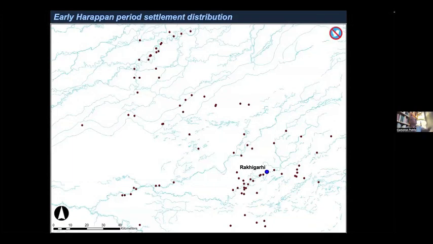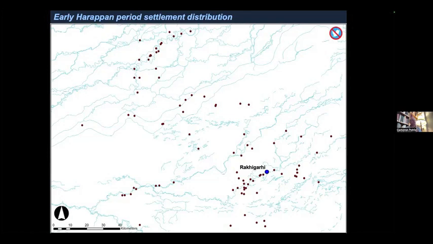Now, this is the earliest period of occupation in this region. This is what's called the early Harappan period. This is before cities had existed. These are the earliest villages in northwestern India. And we're matching up the location of the villages with the location of the river channels. And you can see very often there are sites sitting next to rivers. You can see there's a pair of lines that zigzag from the middle left all the way up to the top right. That's the Ghaggar-Hakra River that's now dry.